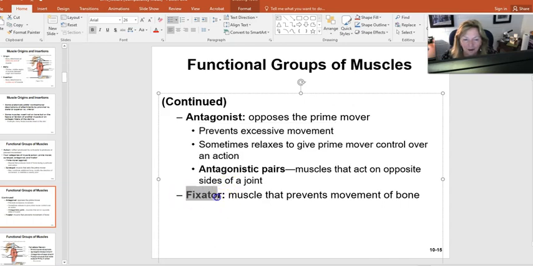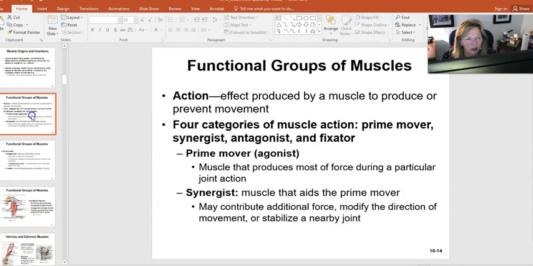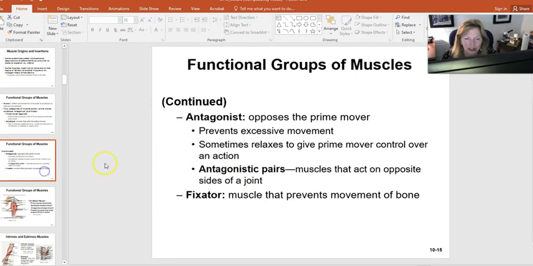So this is an important action, just as important as the prime mover, the agonist. And then there are fixators. These are muscles that actually prevent movement of a bone. So those are really the 4 types of movement: prime mover, synergist, antagonist, and fixator.